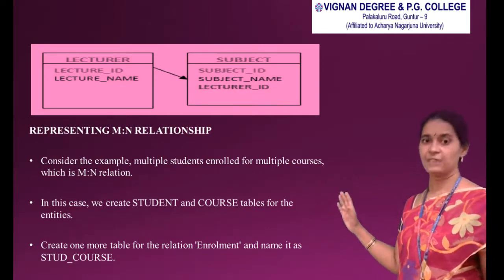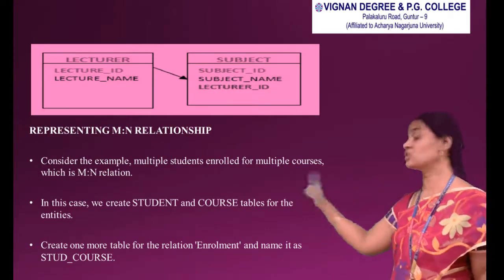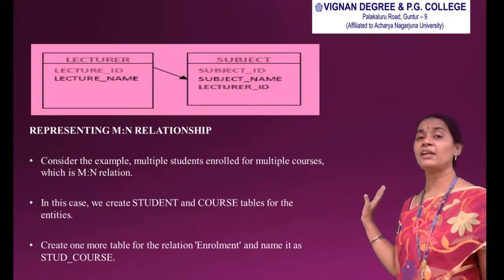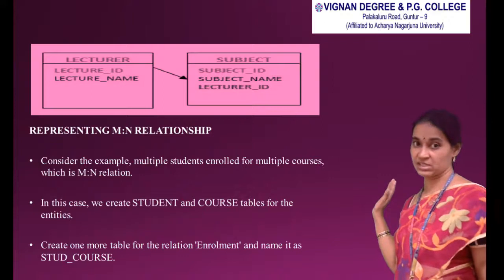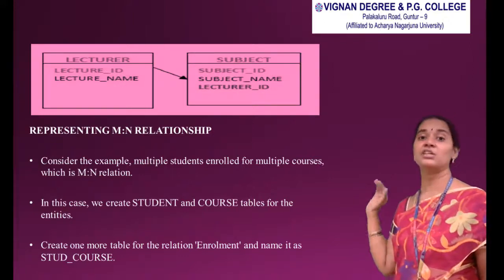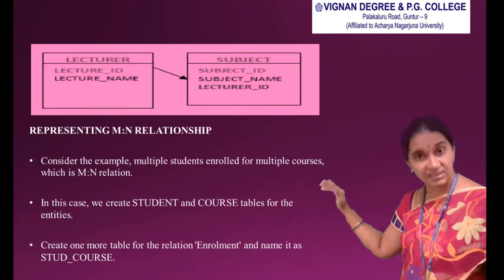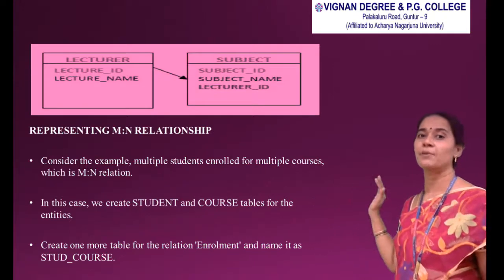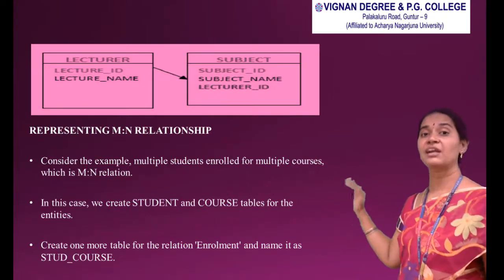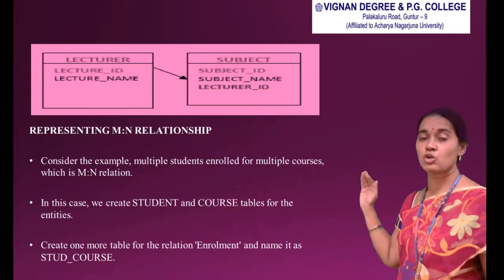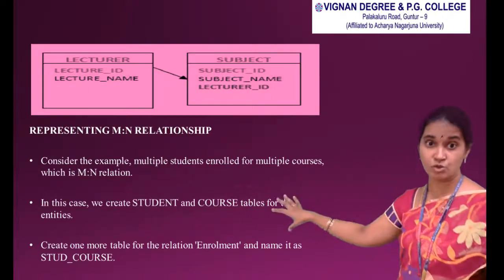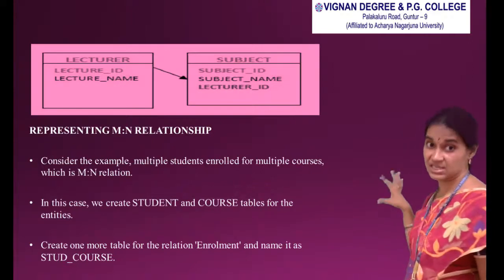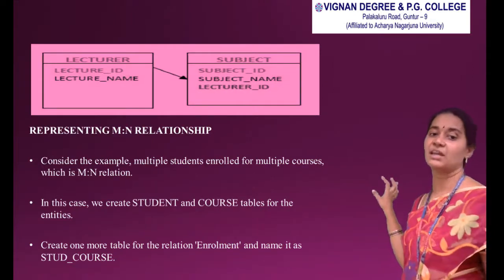Now consider again the example of student and course. A student or many students will be learning many courses. And this is the most important relationship to be known, and this is a very difficult relationship to be implemented. This is the most difficult relationship to be represented. So what should I do now? Because on both sides there are a number of students as well as a number of courses. How to represent such a many-to-many relationship?